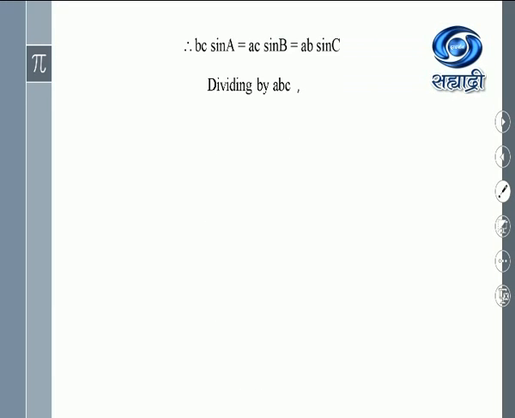Now to this equation we divide by abc. So let us divide: bc sin A upon abc is equal to ac sin B upon abc is equal to ab sin C upon abc. Cancel the common terms. Look at the first term.